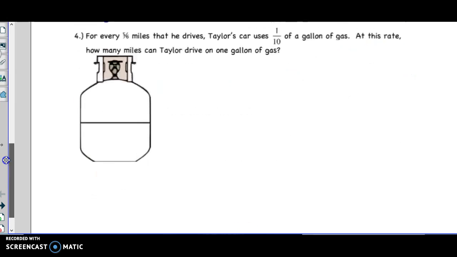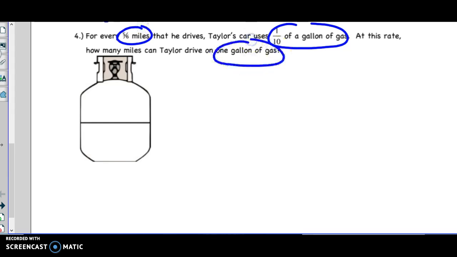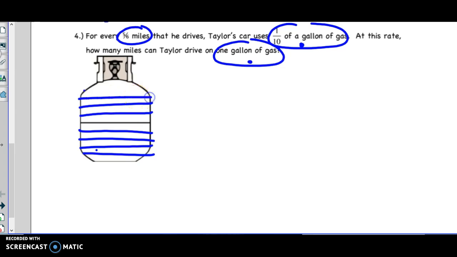In question number 4, it says, for every 5/6 miles that he drives, Taylor's car uses 1/10 of a gallon of gas. How many miles can Taylor drive on 1 gallon of gas? So our gallon of gas is broken up into 10 pieces, or tenths. So let's divide that out. And in each of those tenths, we're going to write 5/6 of a mile.